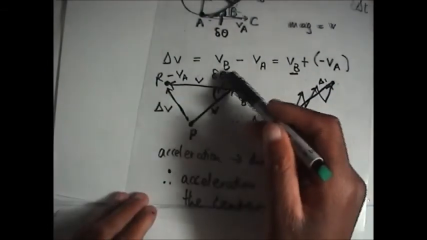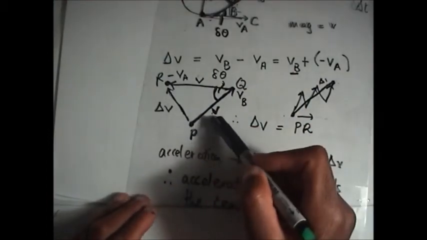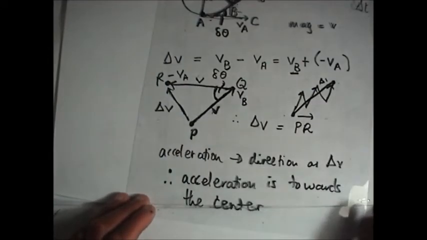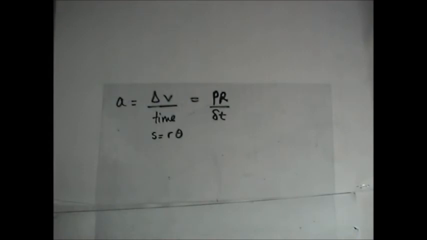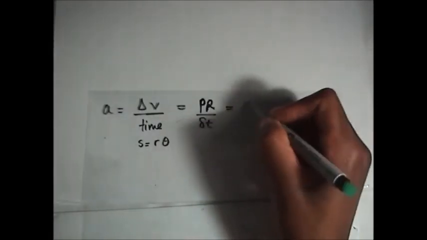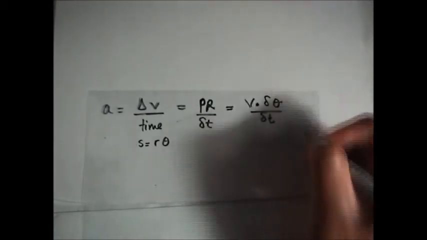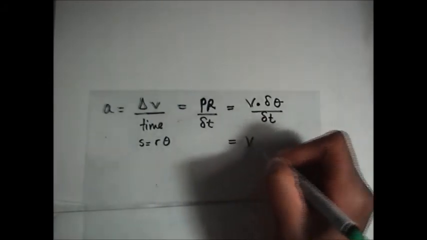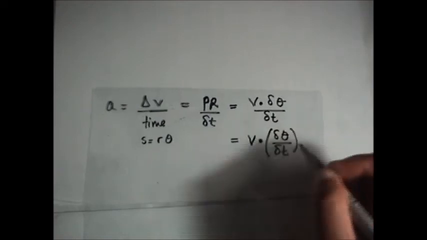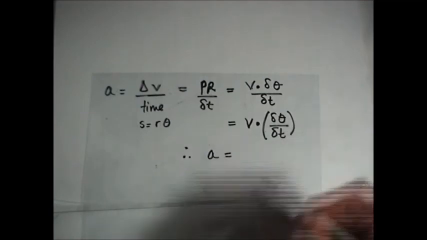In this case, to calculate the length of this part, our r is V, and our theta is delta theta. So let's put that in our equation. This is equal to V times delta theta over delta t. We can separate that as V times delta theta over delta t.